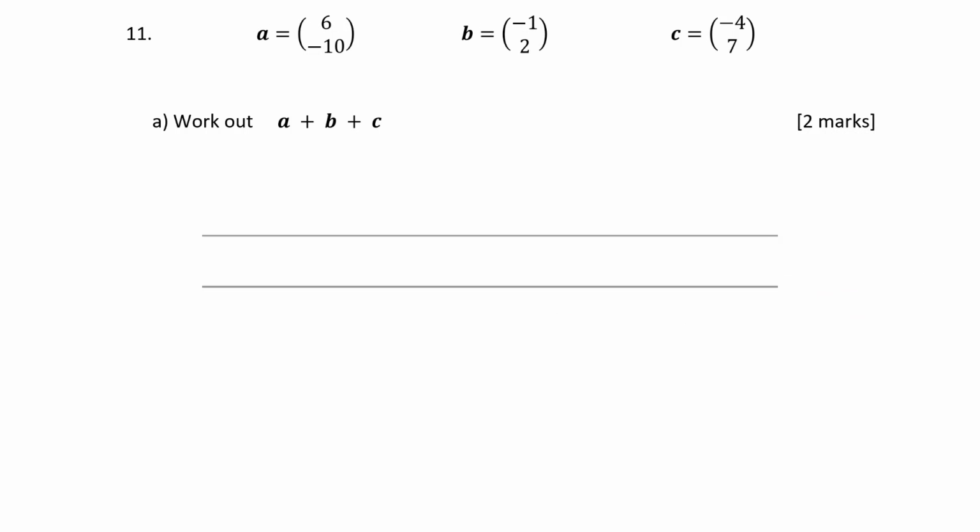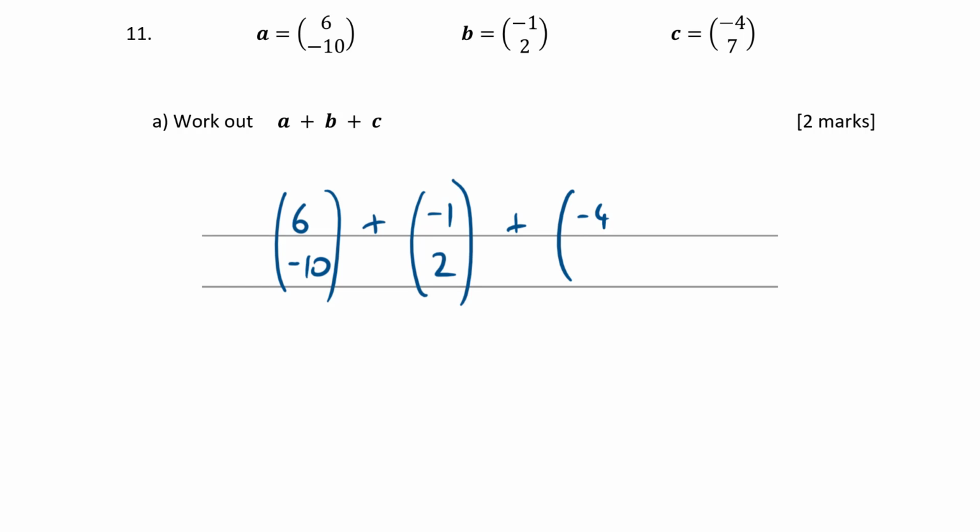Question 11. I've been given A, B, and C as column vectors, and I need to work out what A plus B plus C is. If I want to add these three vectors together, I'm going to be adding A, which is 6, -10, B, which is -1, 2, and C, which is -4, 7.